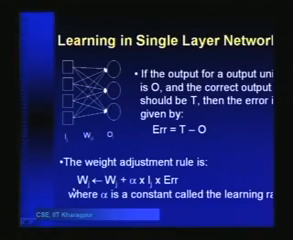Now, the weight adjustment rule is Wj becomes Wj plus alpha Ij into ERR, right. Now, I will explain this in a moment.